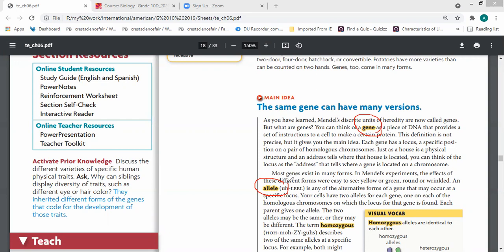One of them appears as a red flower, the other one appears as a white flower. So the different forms of the gene are called alleles. The alleles may be homozygous, may be heterozygous.